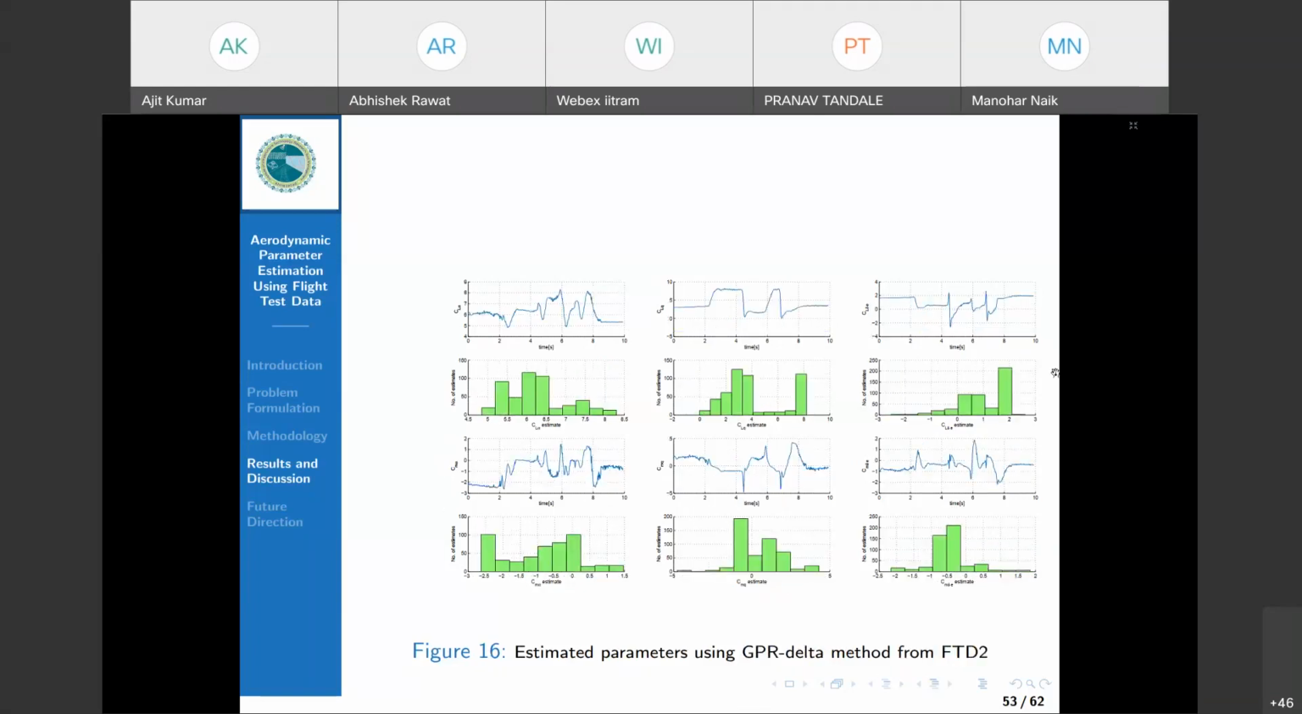But the same thing we could not get from GPR delta. Again, we are observing the scatterness like the delta method, but of course it is quite comparable with the delta method. So we also kept the results under this category.